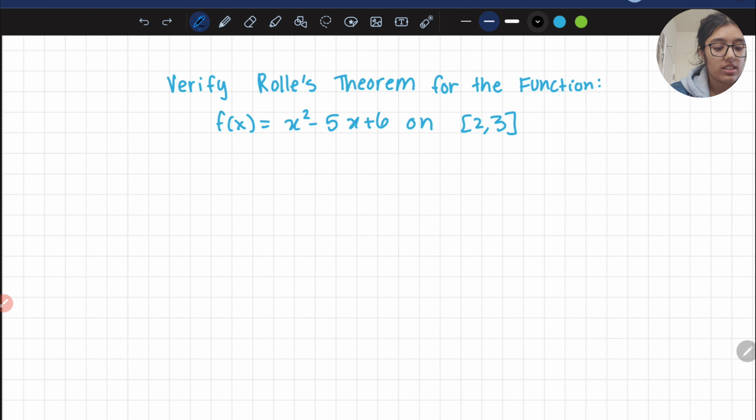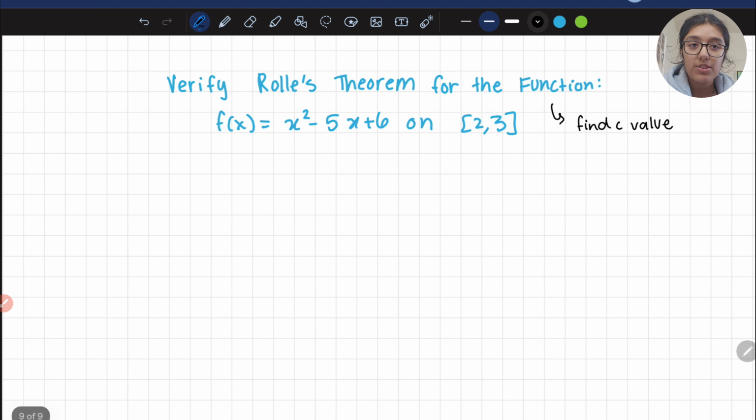So here is another practice problem for Rolle's theorem. Verify Rolle's theorem for the function this. And in this case, we're not only going to verify, we're actually going to find that c value. So let me just add it here. Find c value for f of x equals x squared minus 5x plus 6 on this domain, inclusive. So that is 2 to 3.